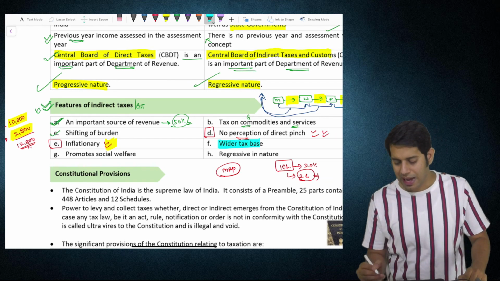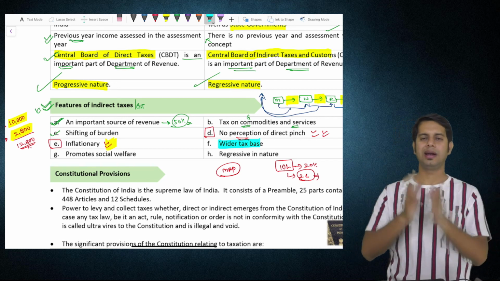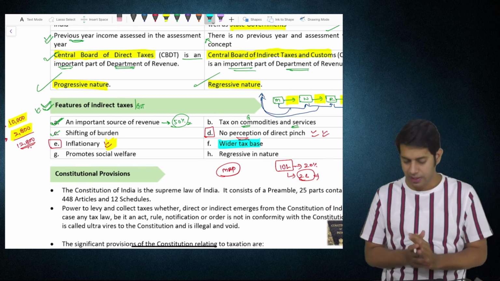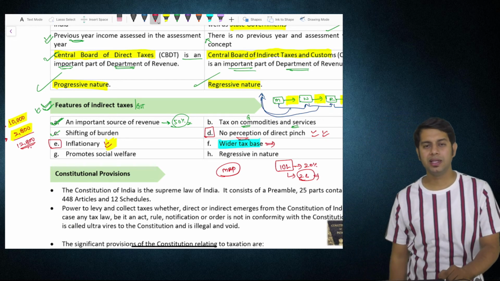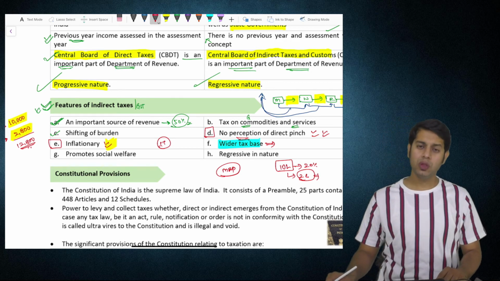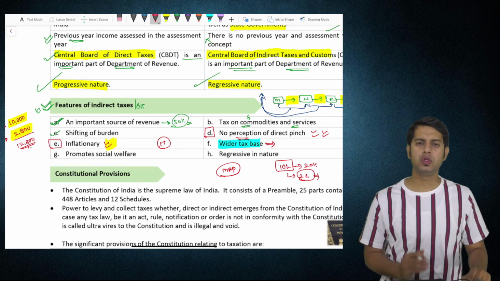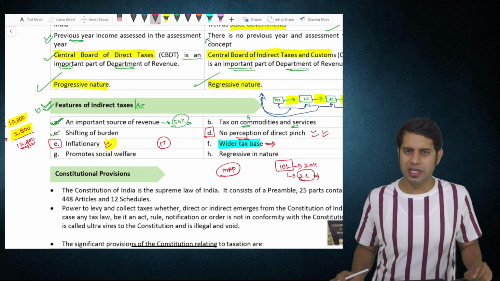Then, indirect tax has a wider tax base. So, sir, what do you mean by wider tax base, sir? Wider tax base means, if you compare this with income tax, in case of income tax, who will have to pay the tax? Only those individuals whose income is crossing 2.5 lakh rupees have to pay the taxes.